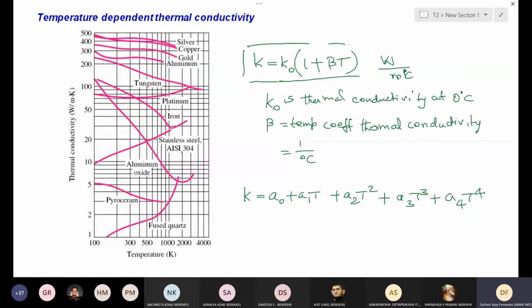Also, when you select the material, we have to see the temperature range, and based on that, we have to select. So definitely the same material cannot be applicable for all temperature ranges. So here the positive trend means beta is positive. That means thermal conductivity increases with the temperature. If beta is negative, then thermal conductivity decreases with the temperature.